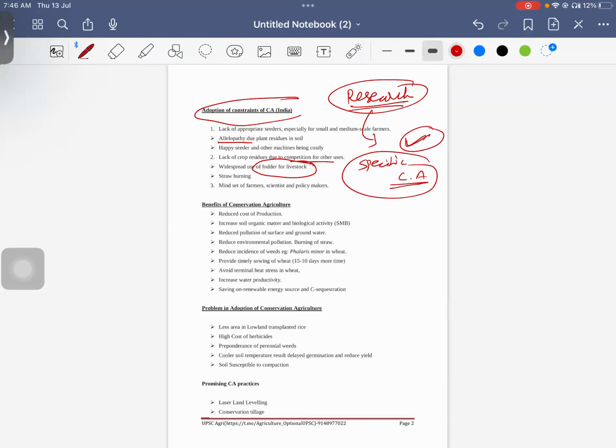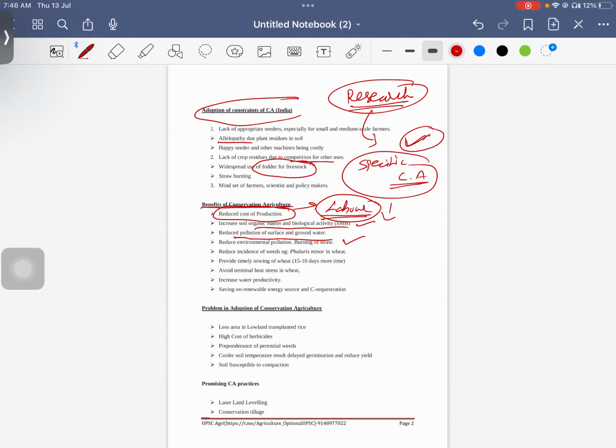The next is the benefits of conservation agriculture. So the first is that the cost of production is reduced, because for all these things we need labor. So here we can reduce the labor. That's why it was used in the COVID times. Next is increase in soil organic matter and biological activity. Okay. Then we have reduced pollution on the surface and groundwater. Then environmentally, because we are not burning it.